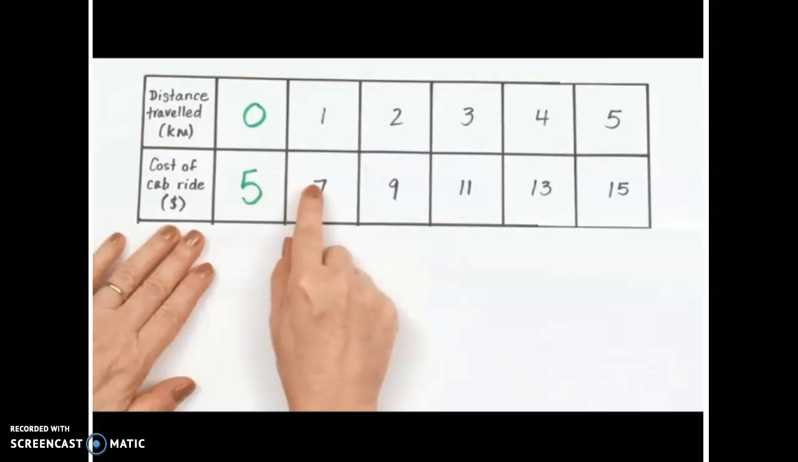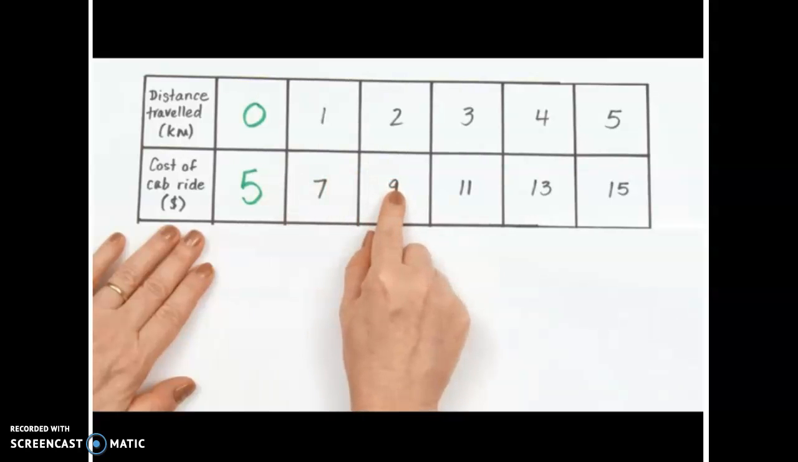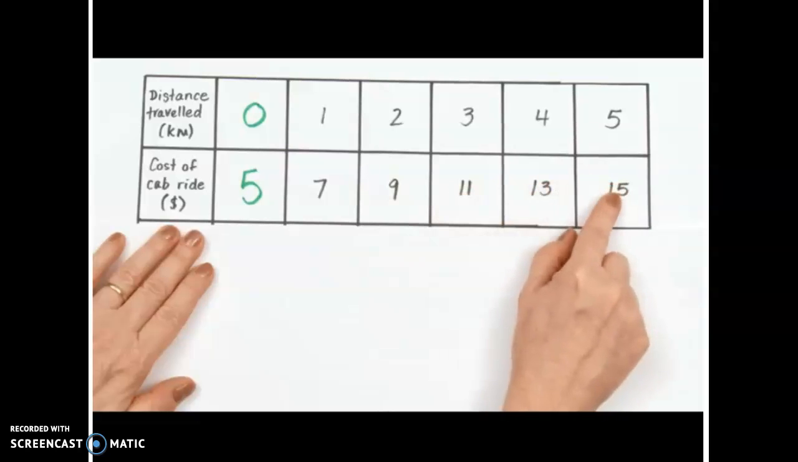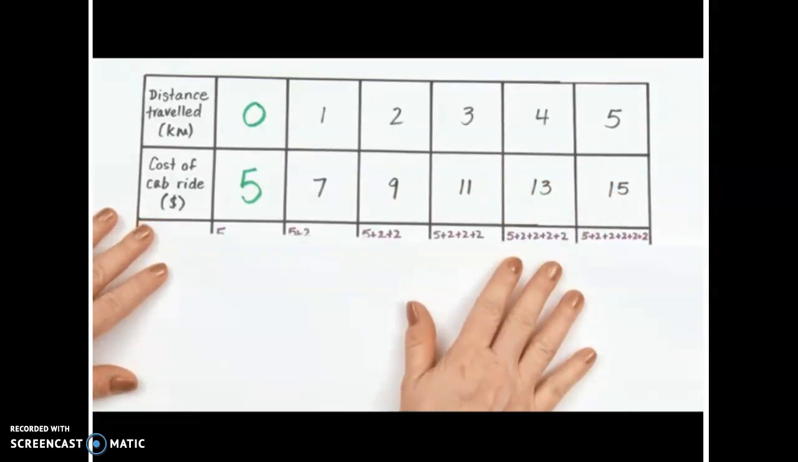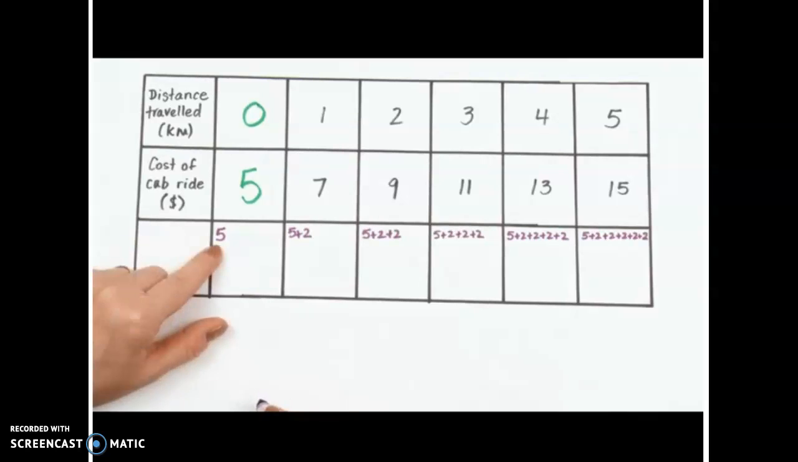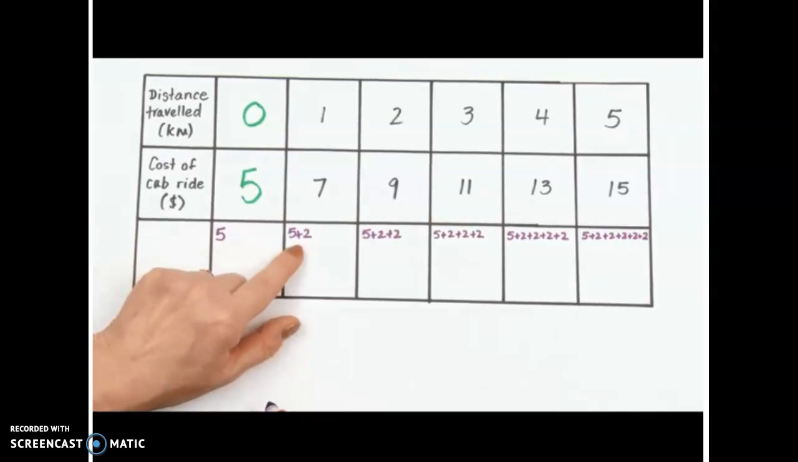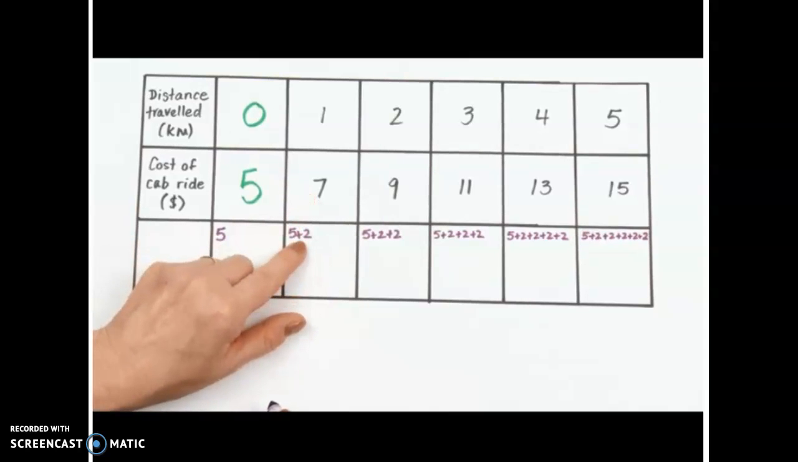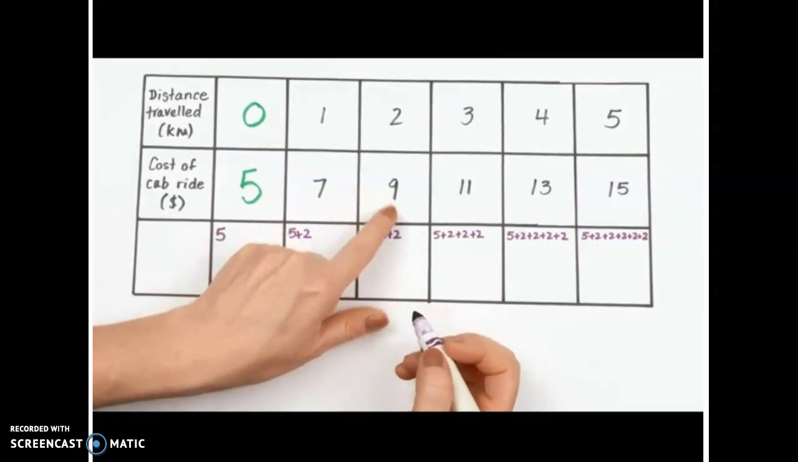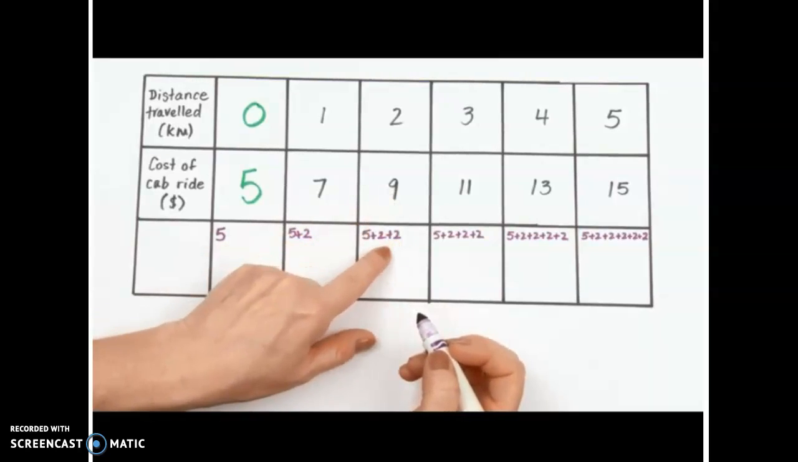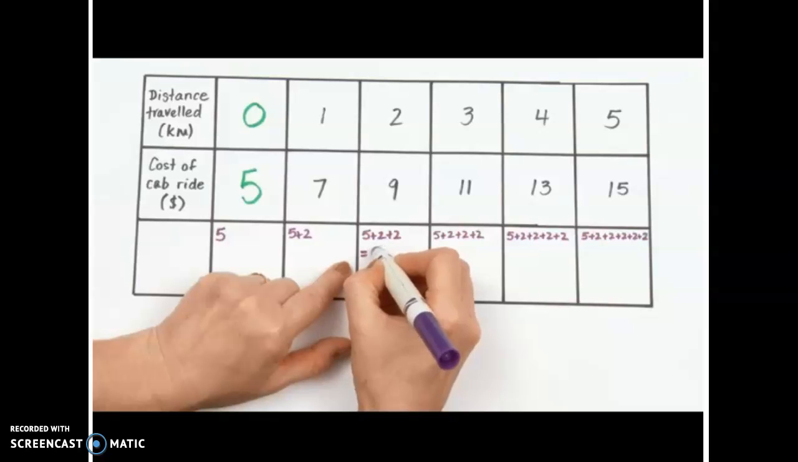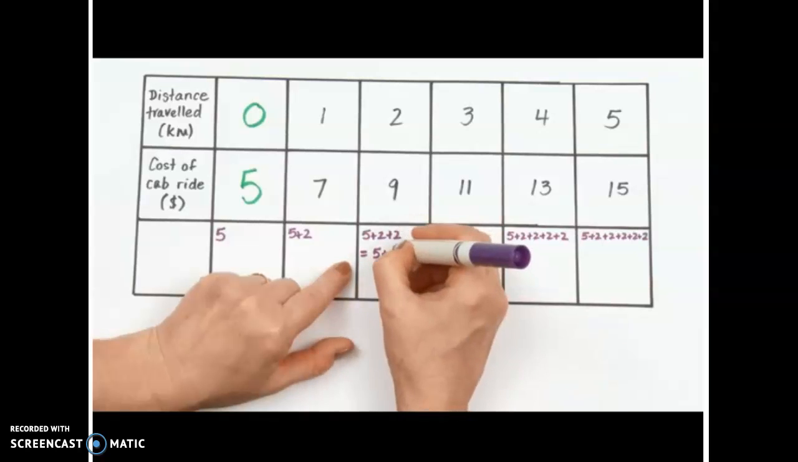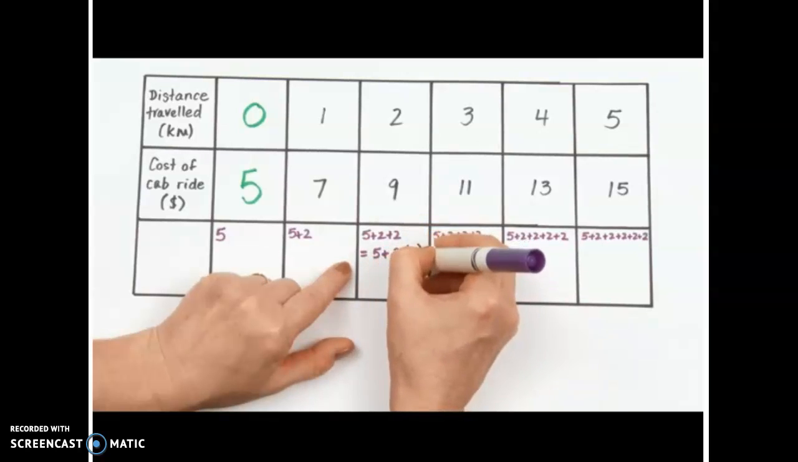Then it increased by $2 for the first kilometer, $2 for the second kilometer, and so on. Let's look at this more closely. Before the cab started driving, the meter said $5. After 1 kilometer, the meter said $7, or 5 plus $2. After the second kilometer, another $2 was added. So we have 5 plus $2 2 times.